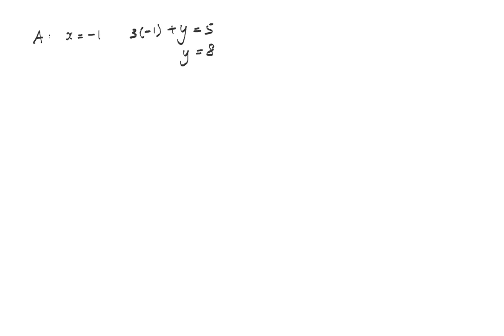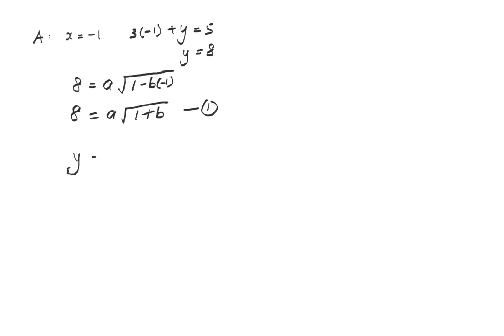Okay, so coordinate A, I substitute into my y equals A times the square root of 1 minus Bx, with x equal to -1. So I get 8 equals A times the square root of 1 plus B, equation 1. Then second step, I will write down my equation of the curve.